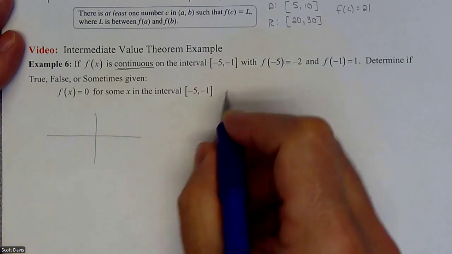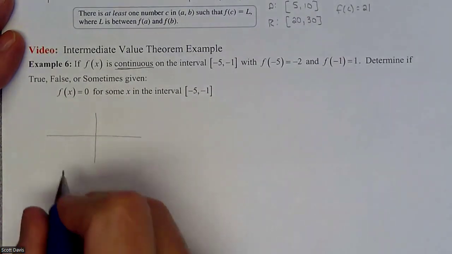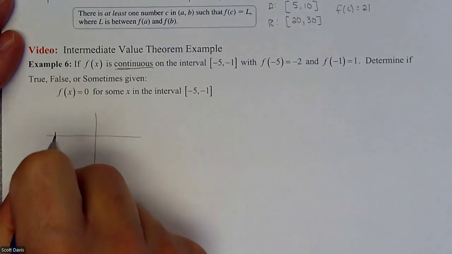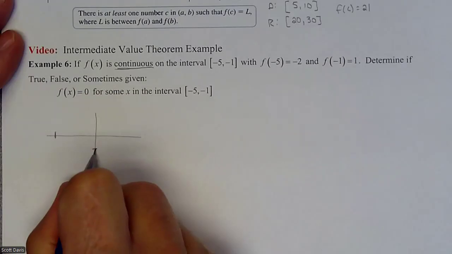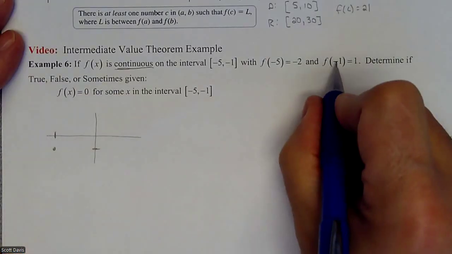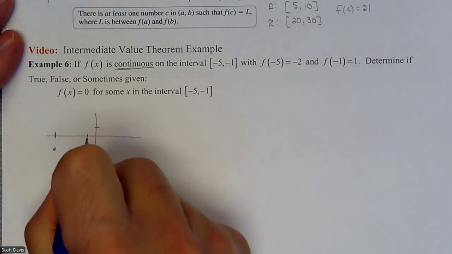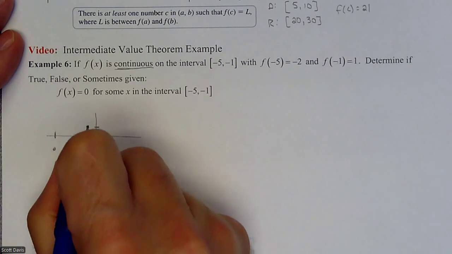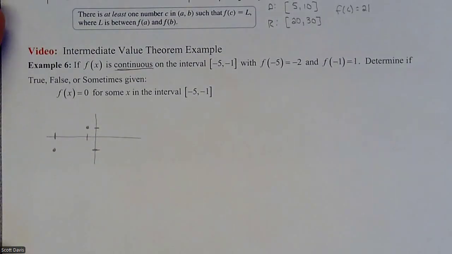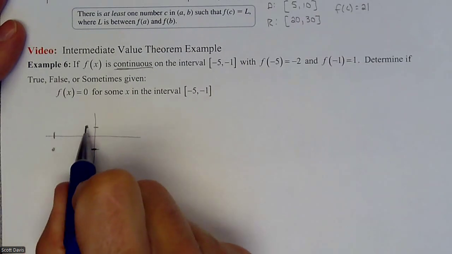So we have f of -5 equals -2. We don't need to go crazy on this. We're just going to say we have some value at -5. We're getting a y value at -2, something like that. And then f of -1 equals 1. So let's say that's -1, +1. All right. So if this graph is continuous, that means these are connected. There's no breaks in the graph.